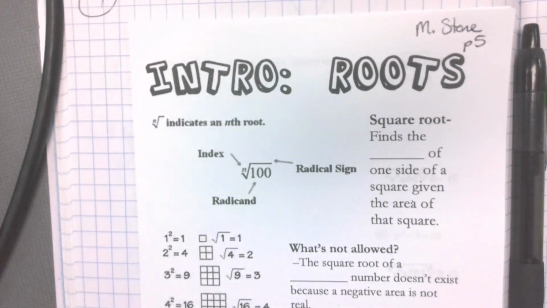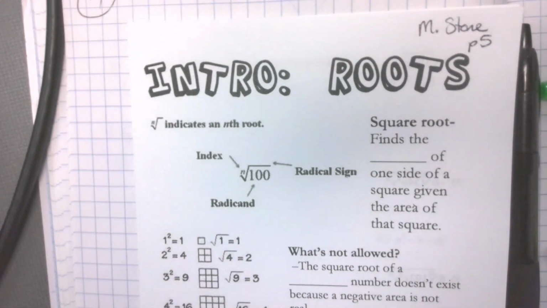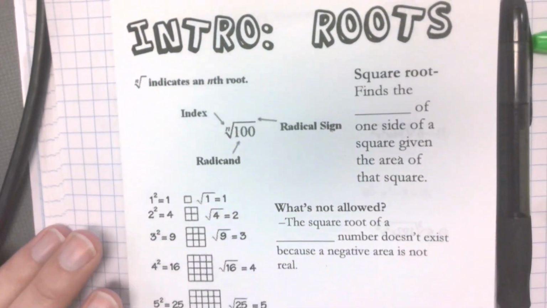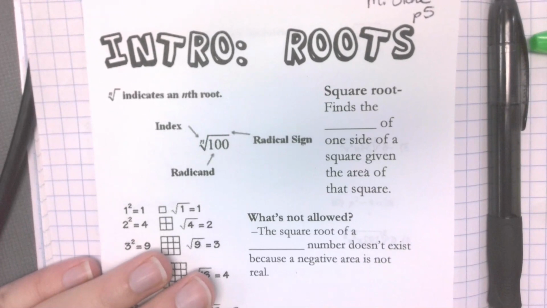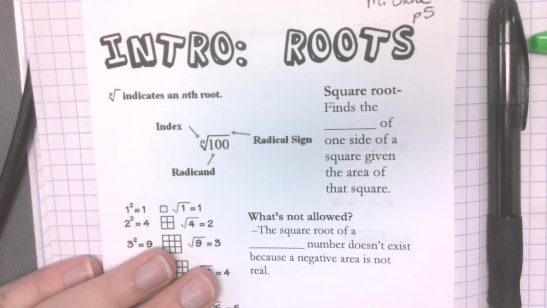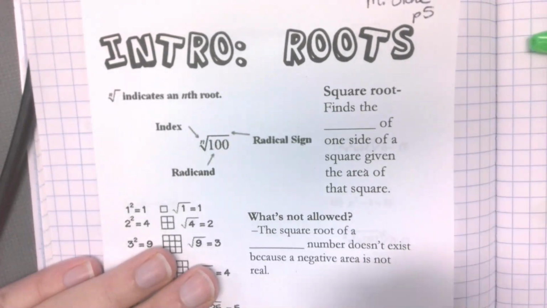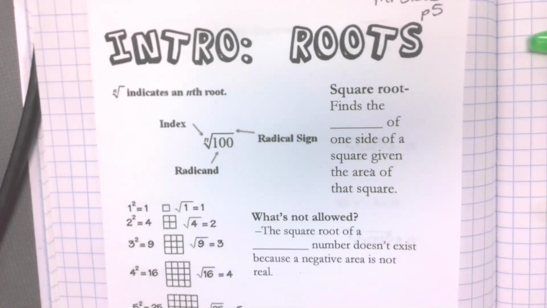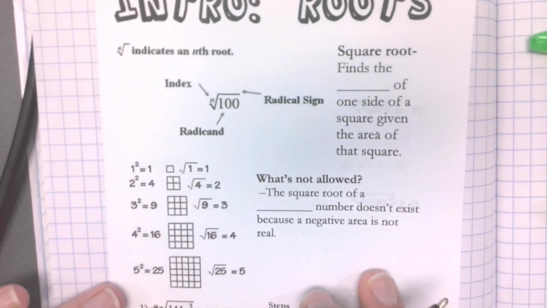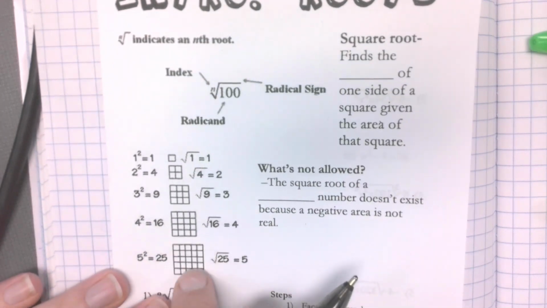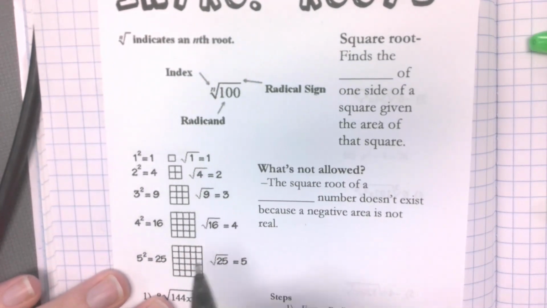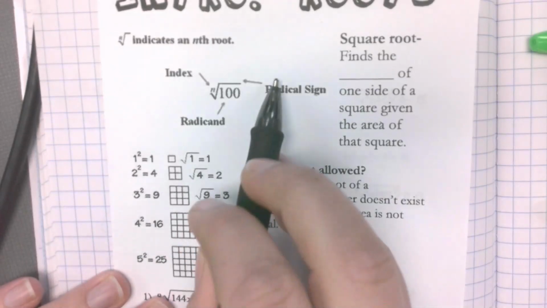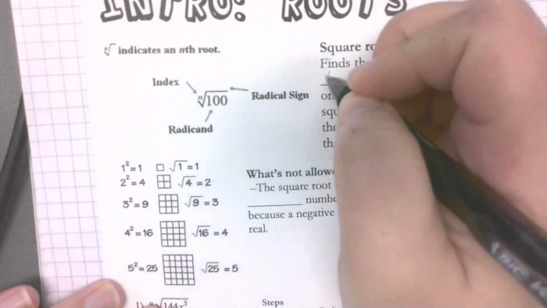Now, this should be mostly a review from pre-algebra and algebra 1. But if I've learned anything, it's that we don't remember everything. Okay, so what does a square root do? Does anybody know? Yeah, what would be the square root of 25? 5. Can you guys see how long is the side of this square? That's why it's called a square root. It finds the length.